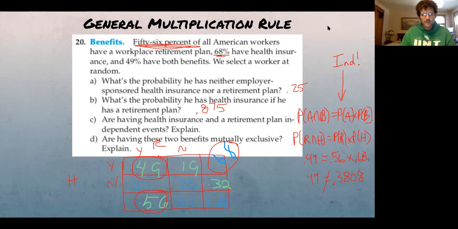There are other ways we could think through this, but that's maybe the condition we're going to come to and focus on. The next one's actually a little bit easier, and I will let you guys see if you have a quick way of finding this one out. Are having these two benefits mutually exclusive?